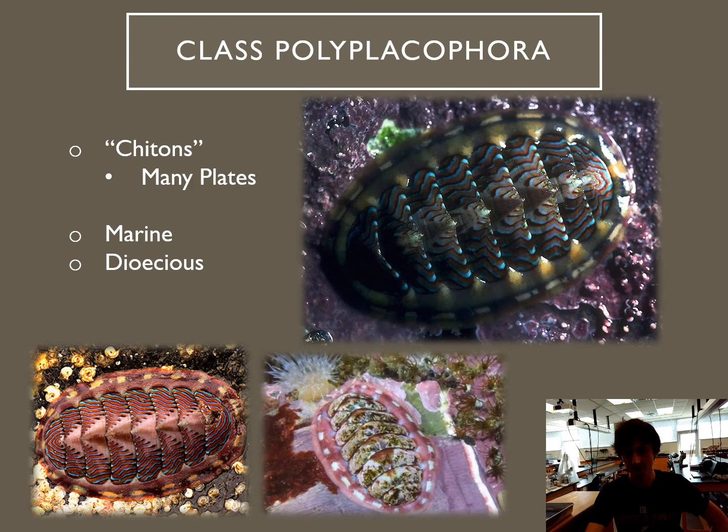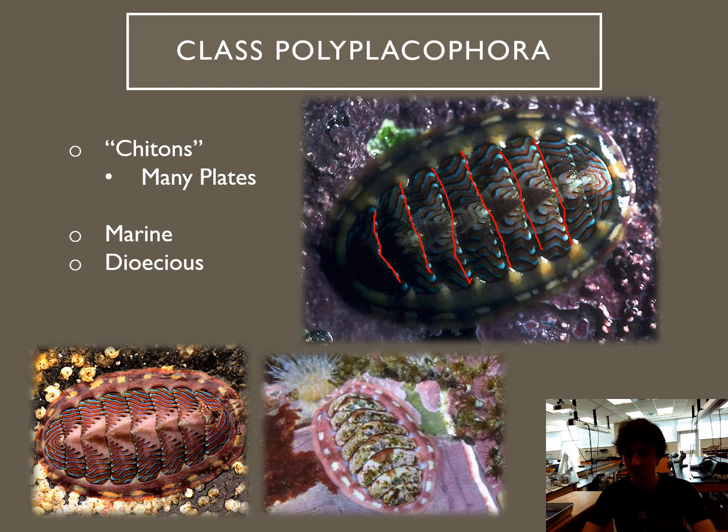Alright, so the first class that we'll go over is class Polyplacophora, and these are the chitons. Instead of having a single shell like you see in most snails, or 2 shells like you see in bivalves, they have these rows of shells. You can see on the back of this chiton, it's got 1, 2, 3, 4, 5, 6, 7, 8, 9 shells along its back. Each of these are individual plates that are being excreted by that mantle. They're made of calcium carbonate, and they aid in the protection of these chitons.